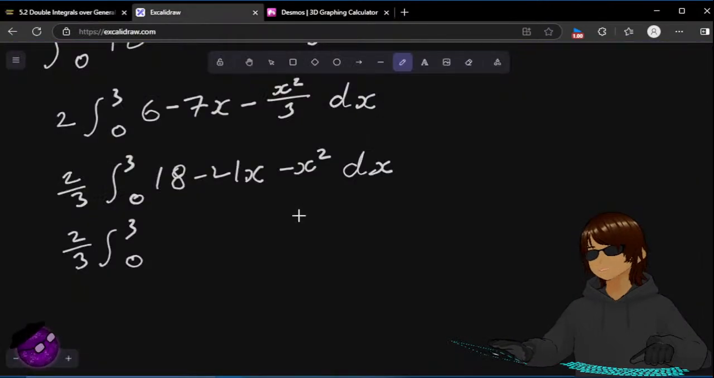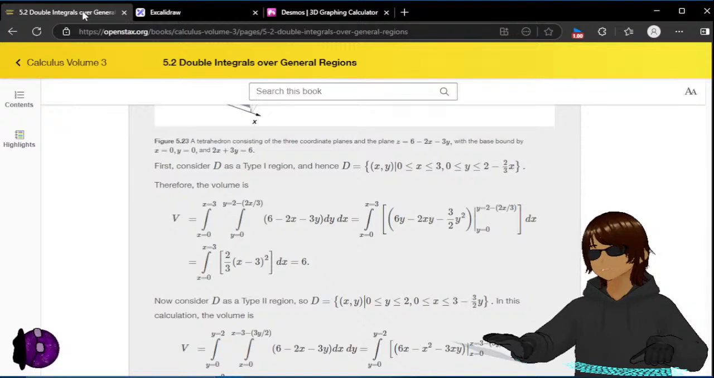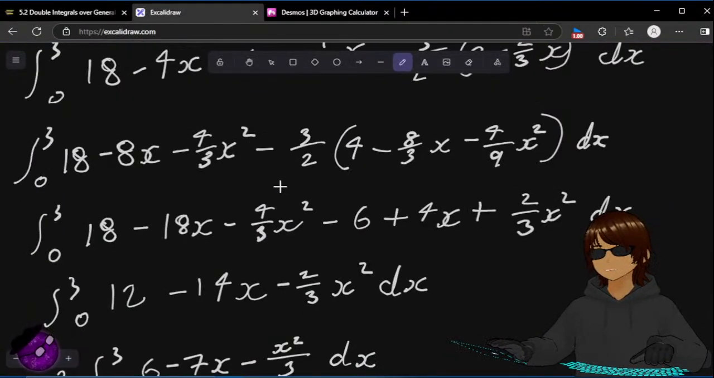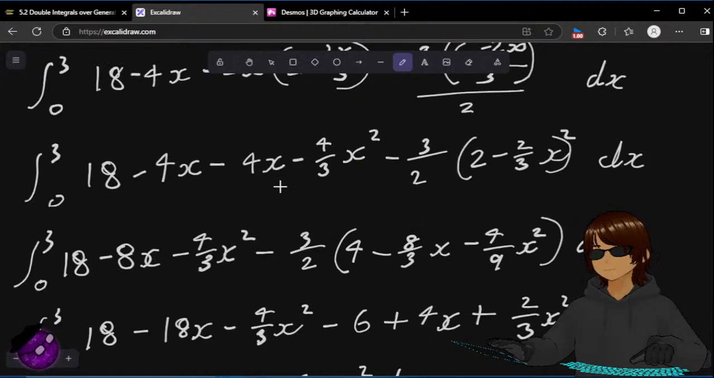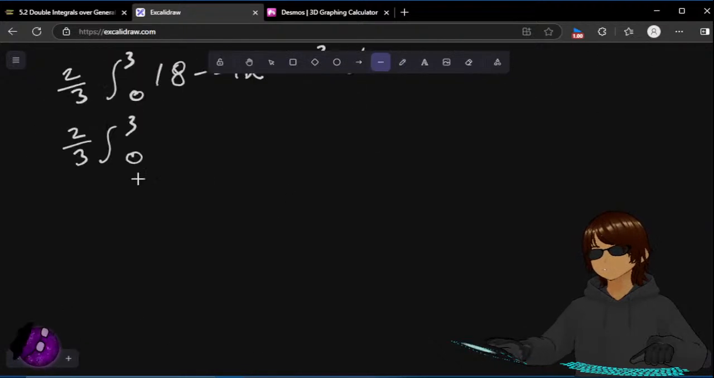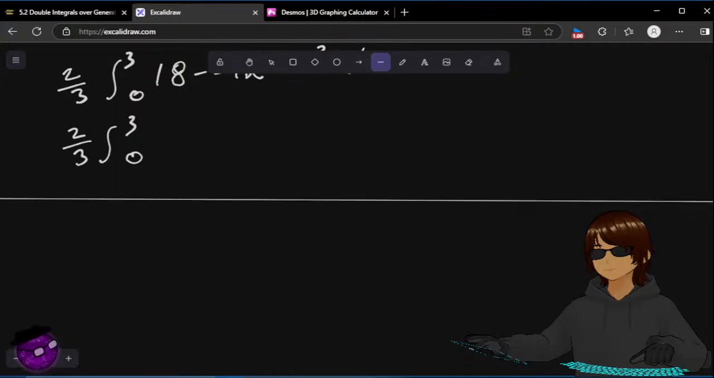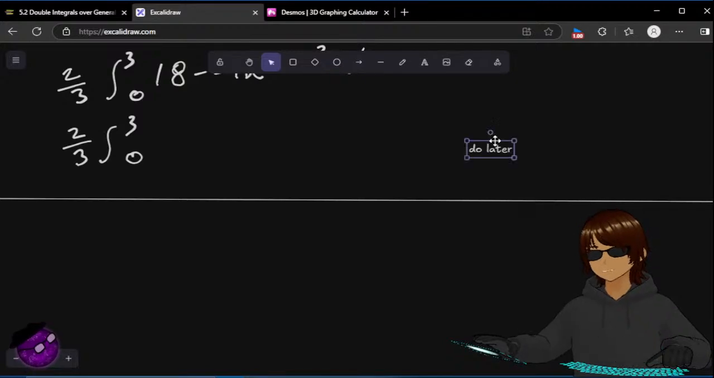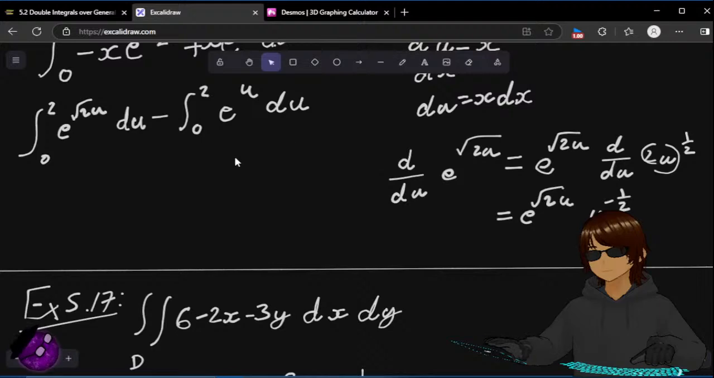They got x minus 3. I got nowhere close to that. Yeah, we'll think about this later. 2 liter. And then this one.